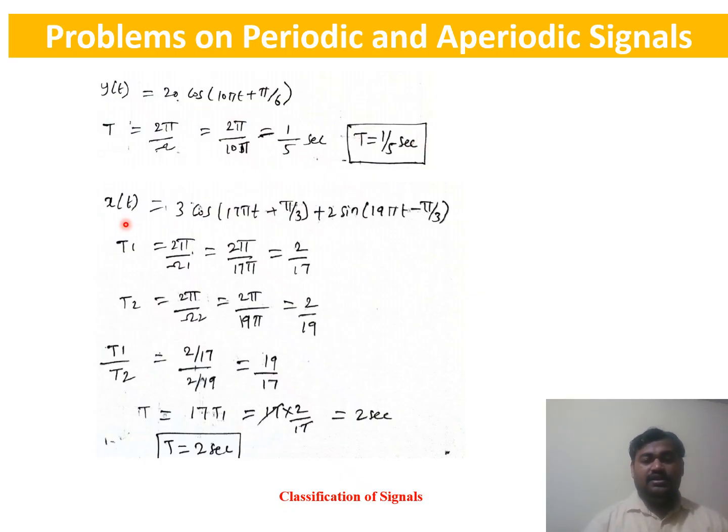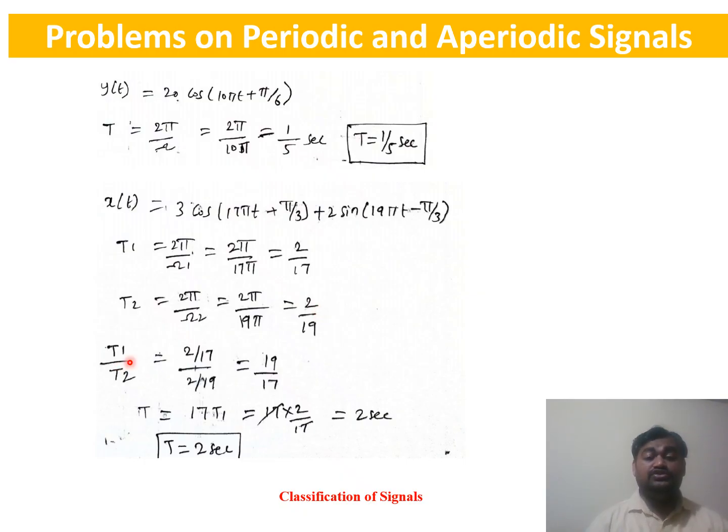Next, another example, x of t equal to 3 cos of 17 pi t plus pi by 3, plus 2 sin of 19 pi t minus pi by 3. I already told you the multiple of t is nothing but the frequency. In that you have two frequencies. First frequency 17 pi, second frequency 19 pi. To find T1, 2 pi by omega 1, 2 pi by 17 pi, we will be getting 2 by 17. Similarly, T2, 2 pi by omega 2, which is 19 pi. Cancel pi, pi, you will be getting 2 by 19.